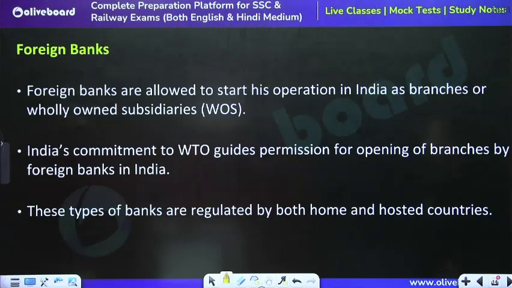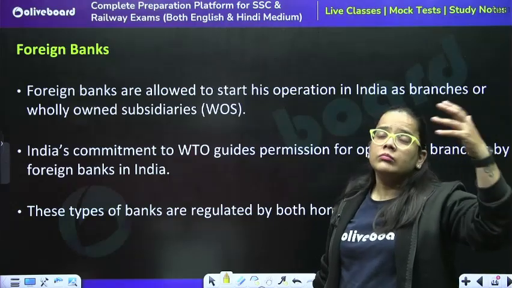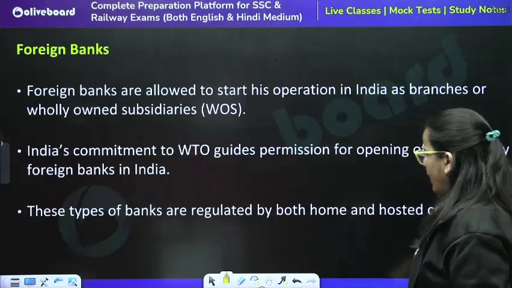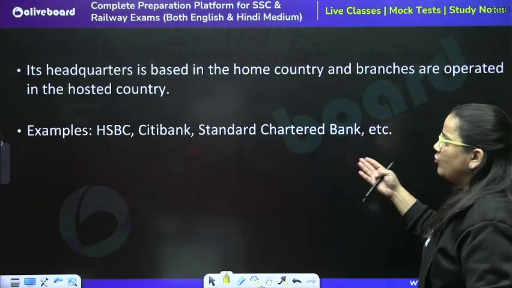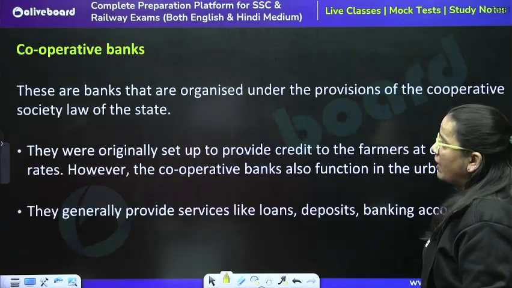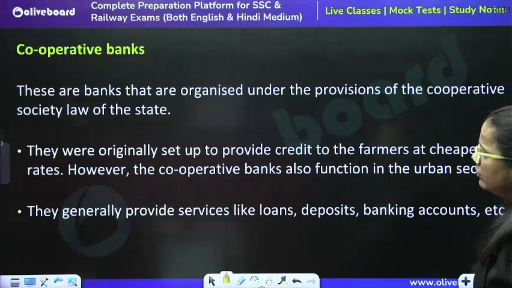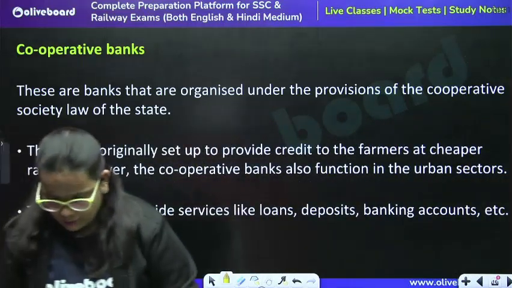Okay. Now, moving to the next part, foreign banks. As you already know, banks which are allowed to start their operations in India as a branch, while their whole headquarters is outside India, are termed foreign banks, right? Citibank, HSBC, Standard Chartered are foreign banks. Cooperative banks, I think we have discussed this part. Please let me know in the comment box.